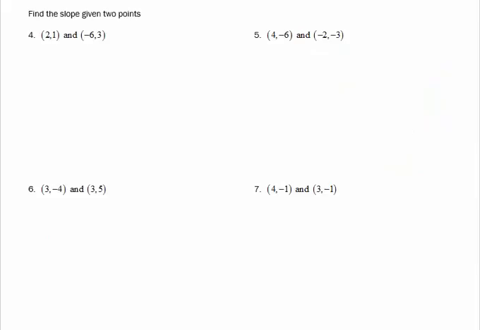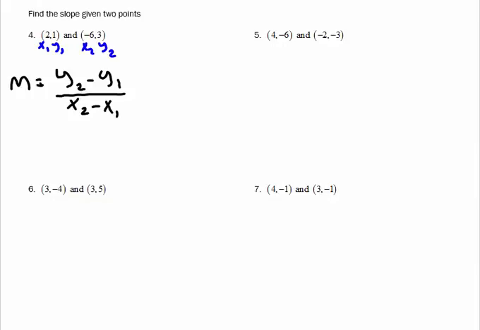Now let's find the slope given 2 points. For number 4, (2, 1) is our first point and (negative 6, 3) is our second point. I will label these accordingly: x1, y1, x2, y2. So we'll use the formula for slope, which is y2 minus y1 over x2 minus x1.